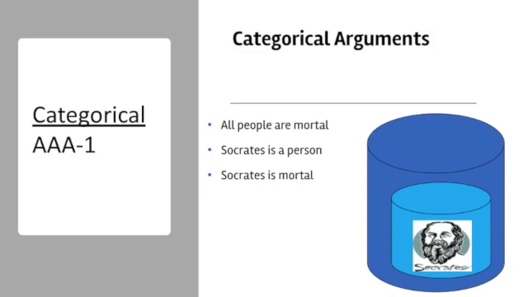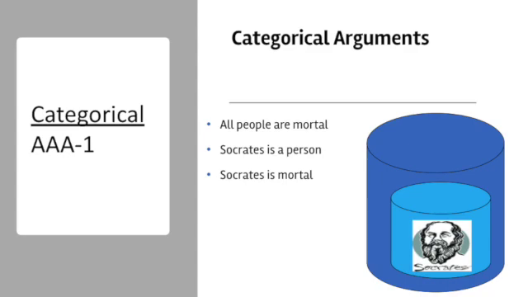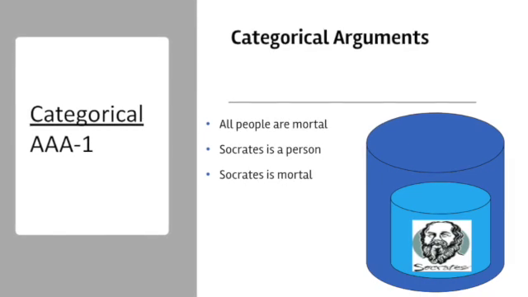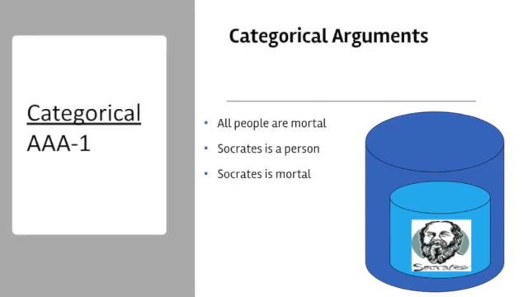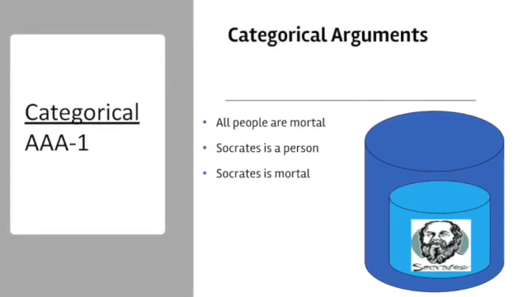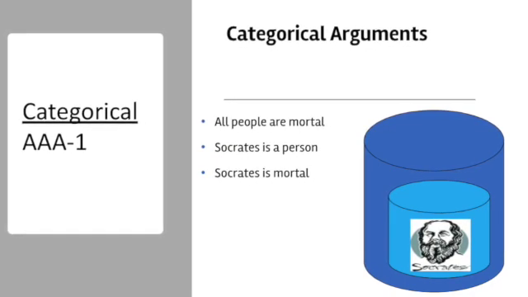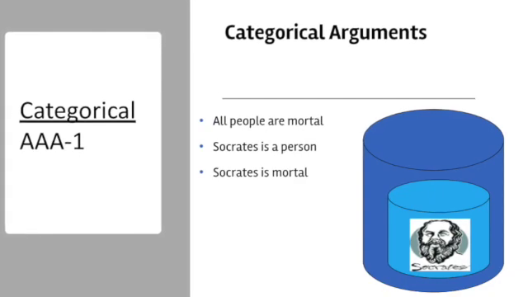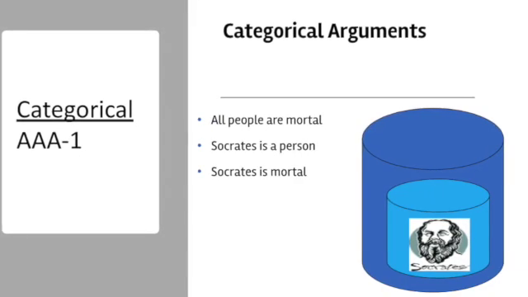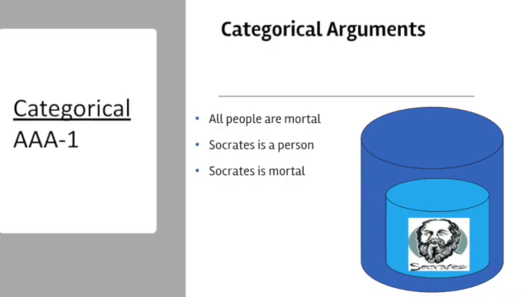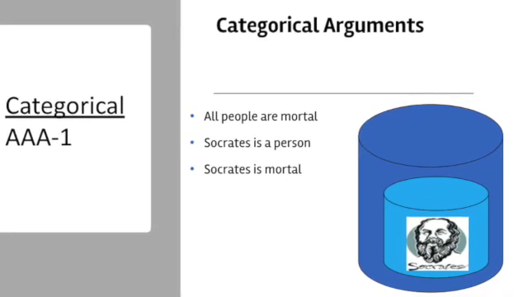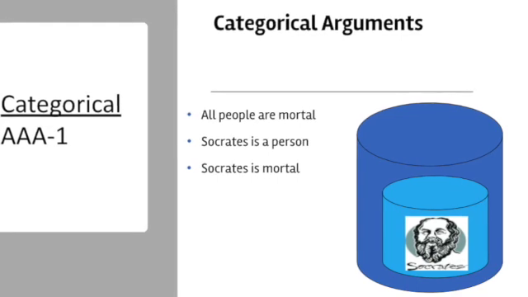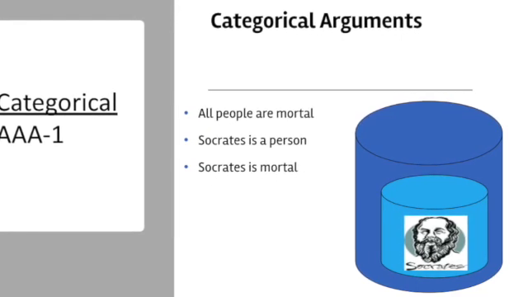So, as you may not have known, arguments have names. We're going to learn the names of several arguments. Within categorical logic, they all have these letter designations and numbers. So this is an AAA1 argument. Arguments have mood and figure. You didn't know that at all, did you? And we're going to talk a lot about that later. So don't worry about that. Don't stress about that. But this AAA1 designates the 3 different statements.